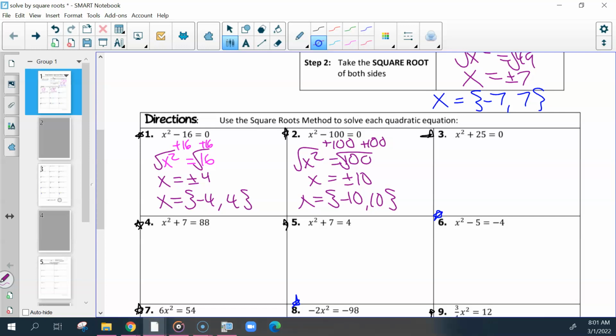Okay. With number 3, this is not positive, so I'm going to subtract. And I'm going to take the square root of both sides. In your calculator, put the square root of negative 25.